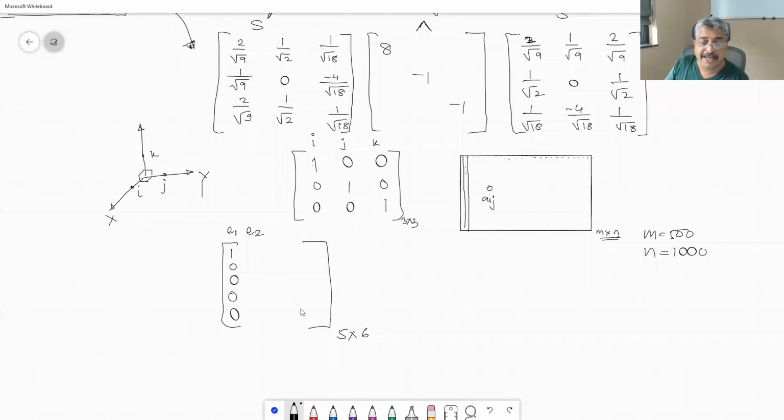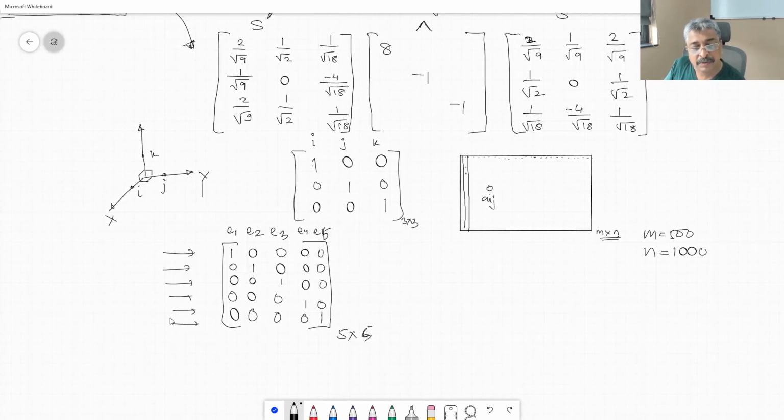What will be j in 5 by 6? 0, 1, 0, 0, 0. What will be e3? 0, 0, 1, 0, 0. What will be e4? 0, 0, 0, 1, 0. And what will be e5? 0, 0, 0, 0, 1. Let us say this is a square matrix, 5 by 5, which has 5 rows and 5 columns, and all of them are mutually perpendicular. All these e1, e2, e3, e4, e5 are mutually perpendicular.